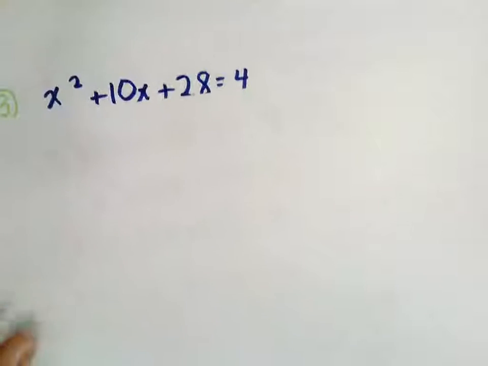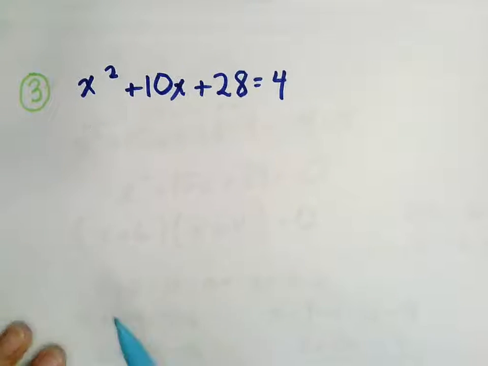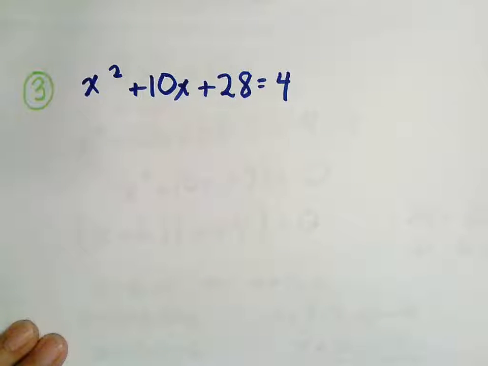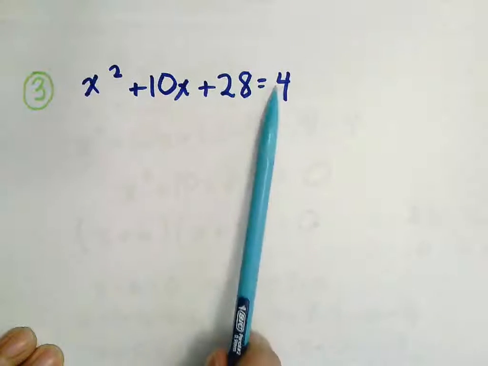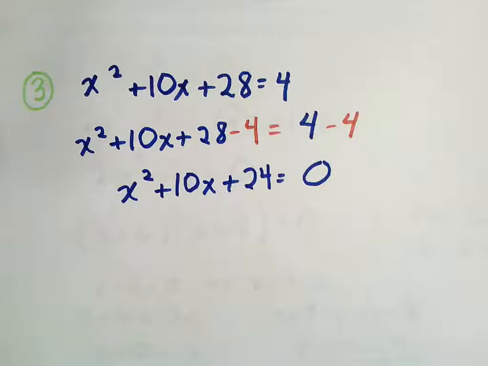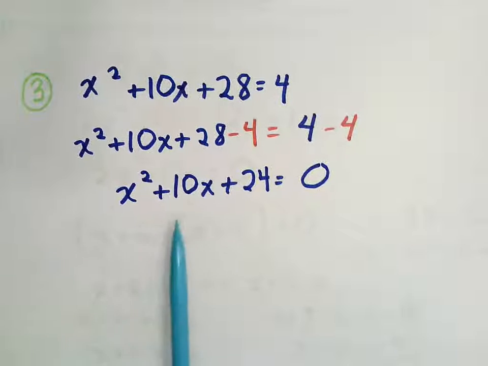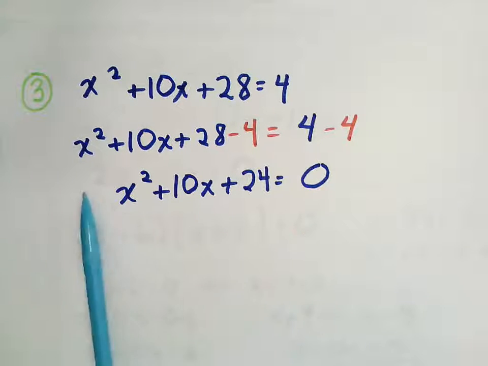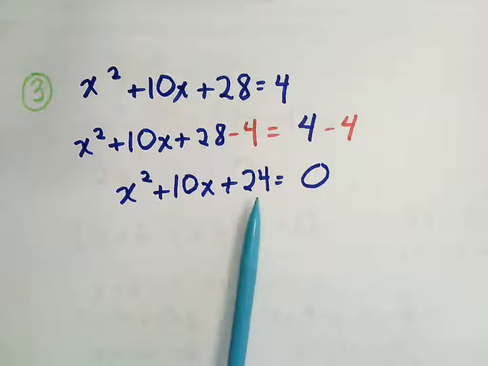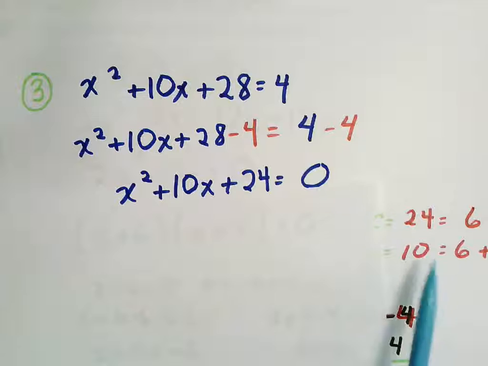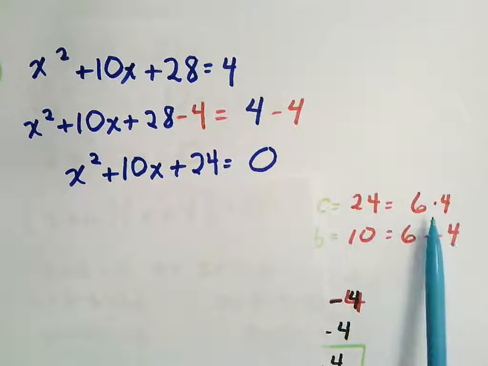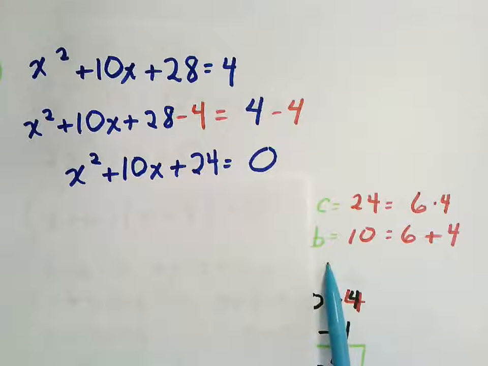Here, again, this side is not equal to 0, so we're going to subtract 4 from each side, because when we're solving the quadratic equation, one side has to be equal to 0. So we're going to subtract 4 from each side. We'll end up with x squared plus 10x plus 24 equals 0. There's a 1 right here. So that means that we only need to look at the factors of c, which is 24. So we want two numbers that you multiply together to give us 24, which will be 6 and 4. But they have to add up to give us the b, which is 10.